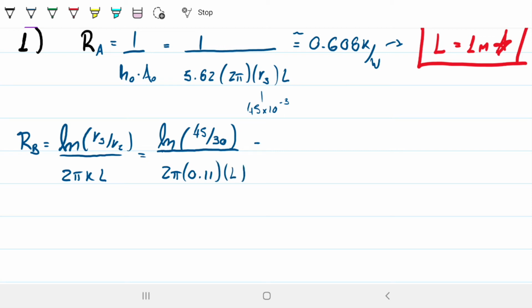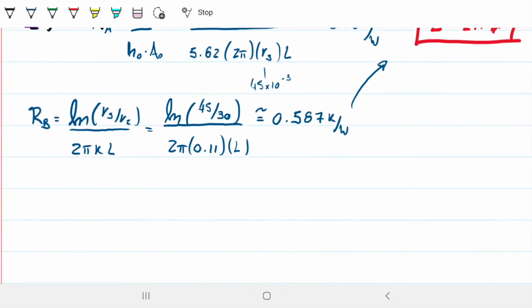I'm just going to leave it as L so that we remember that we did that. This is approximately 0.587 Kelvin per watt, again with this caveat there. All right, next one. RC, this is the thermal resistance due to the steel pipe.